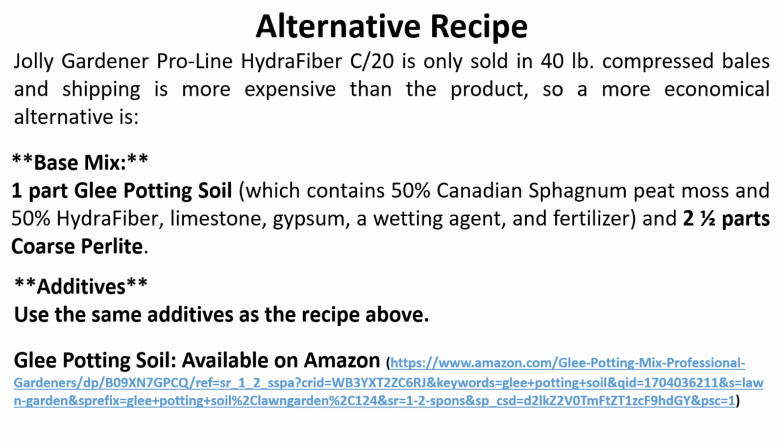Alternative recipe. Jolly Gardener Proline HydraFiber C/20 is only sold in 40 pounds, compressed bales and shipping is more expensive than the product, so a more economical alternative is: Base mix. 1 part Glee potting soil, which contains 50% Canadian sphagnum peat moss and 50% HydraFiber, limestone, gypsum, a wetting agent, and fertilizer, and 2.5 parts coarse perlite. Additives. Use the same additives as the recipe above. Glee potting soil is available on Amazon.